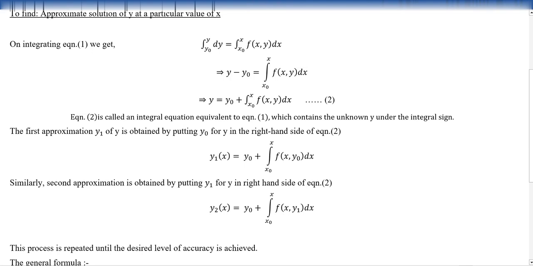Similarly, for the second approximation, in the same equation 2, we will put y as y1, the first approximation, and we will get the second approximation. This process is repeated until the desired level of accuracy is achieved. The main crux of this method is that as it is a one-step method, one data point is used to find the next approximation of y. Here we are using y naught to find y1, and for the second approximation y2 we are using y1.